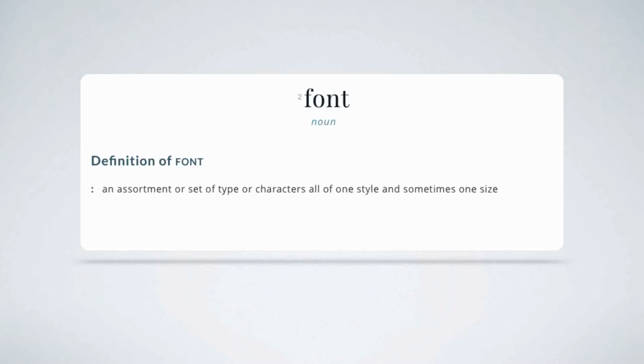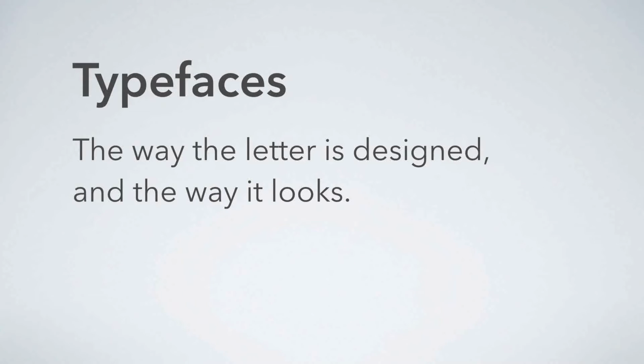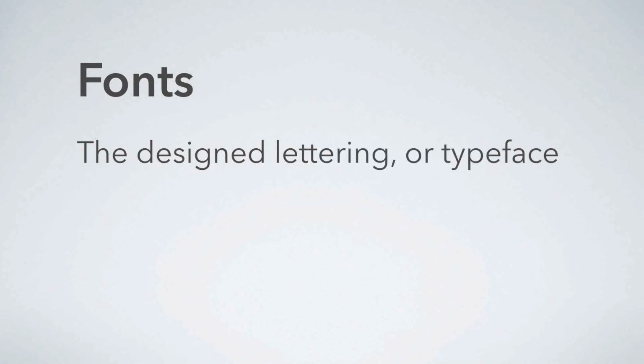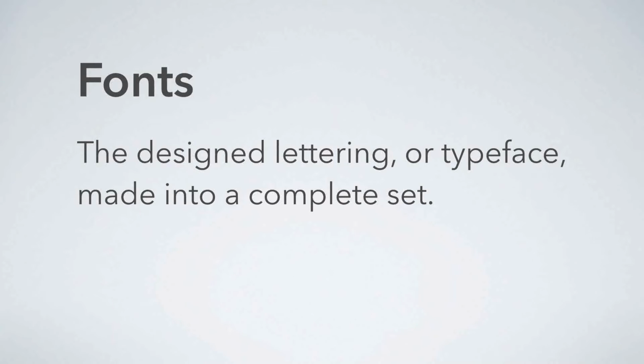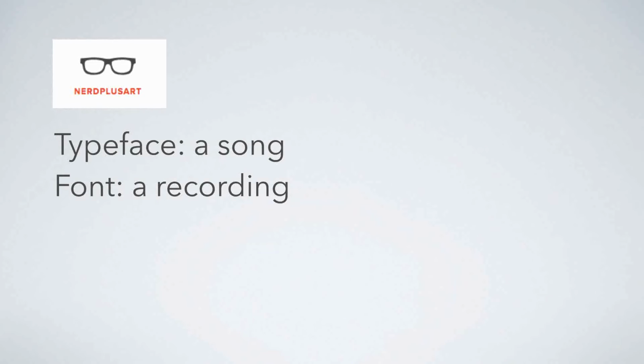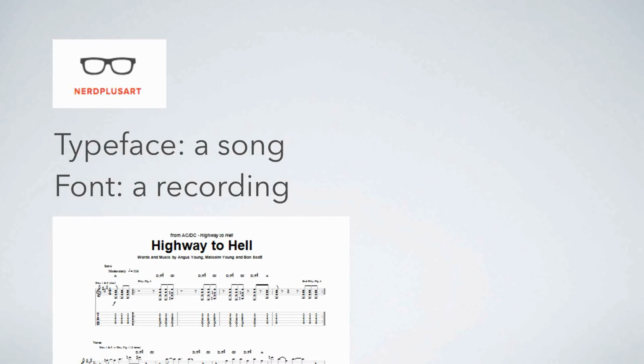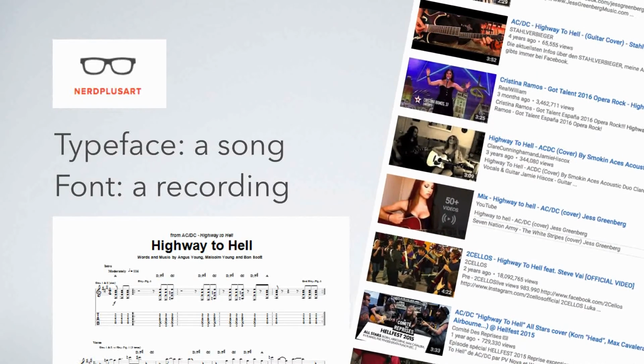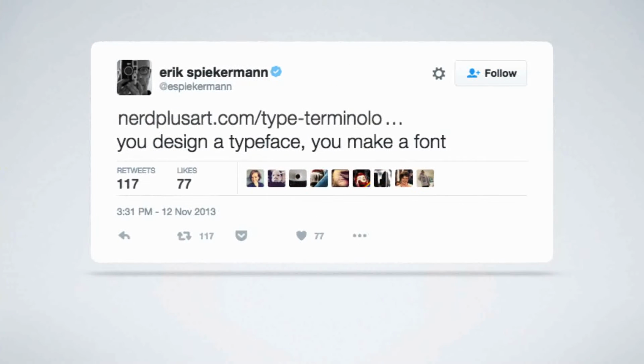That's confusing, isn't it? Well, I looked into some websites that help people like me understand typography, and here's how I understood it, and here's me breaking it down for you. A typeface is the way a letter is designed and the way it looks. A font is the designed lettering, or the typeface made into a complete set. NerdPlusArt.com put it really well by saying that a typeface can be the song and the font can be the recording. There are lots of different covers of Highway to Hell, and even though they are the same song, they are manifested in different ways. Hope that makes sense. Also, as pointed out by Eric Spiekermann in a Twitter reply to the NerdPlusArt post, you design a typeface and you make a font.